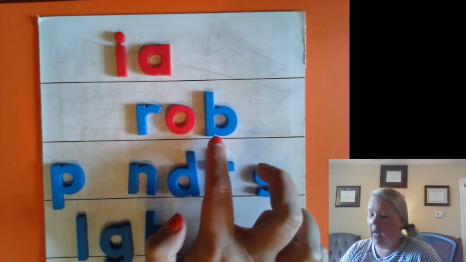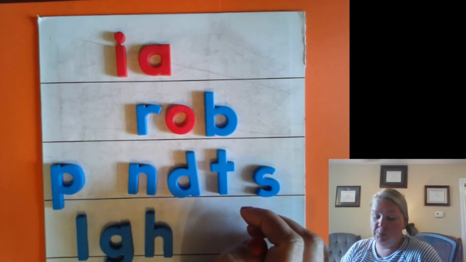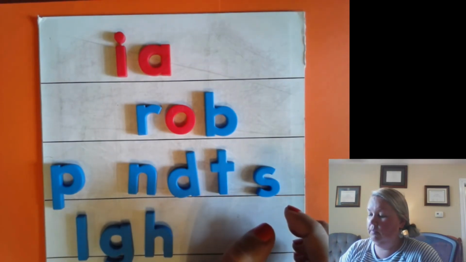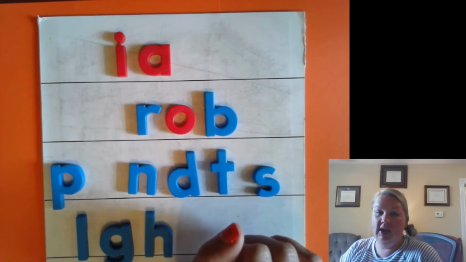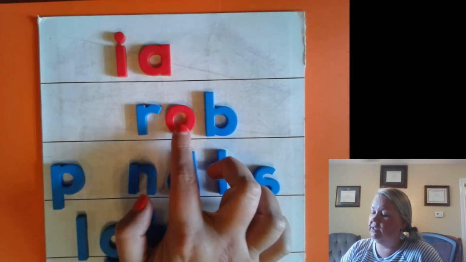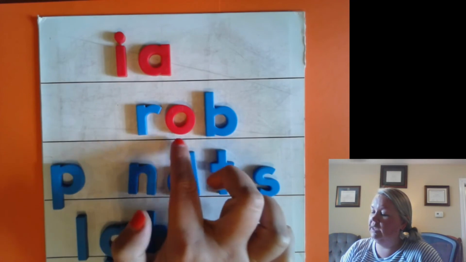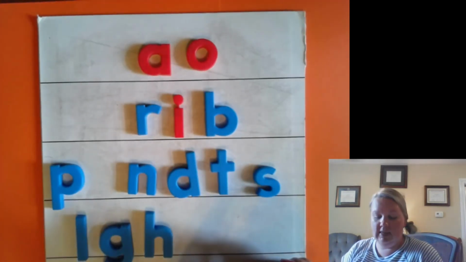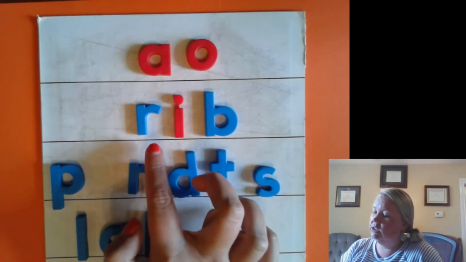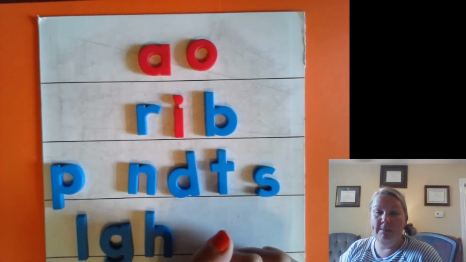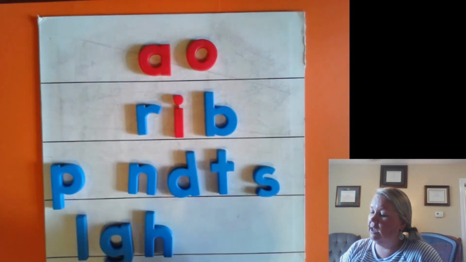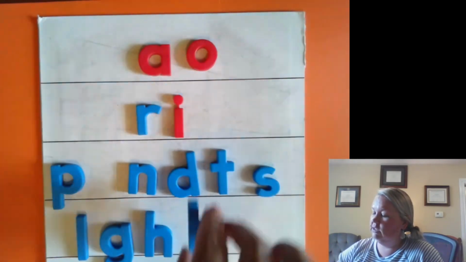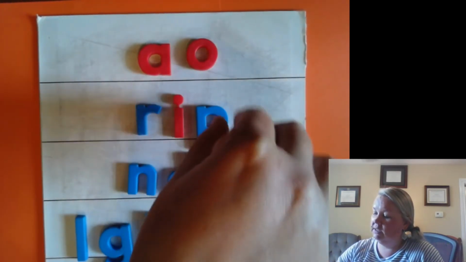Now I want us to change this word rob to the word rib. Rib. Which place am I going to change? Yeah, I need to change this vowel sound. Rob to rib. So I'm going to take out that ah sound and put in the i sound. Now I want to change the word rib to the word rip. Rip. Which sound am I going to change? Yes, I'm going to change the b sound to a p sound.